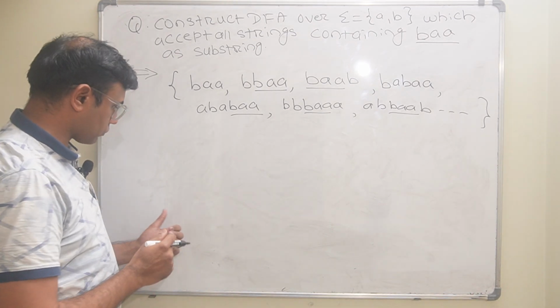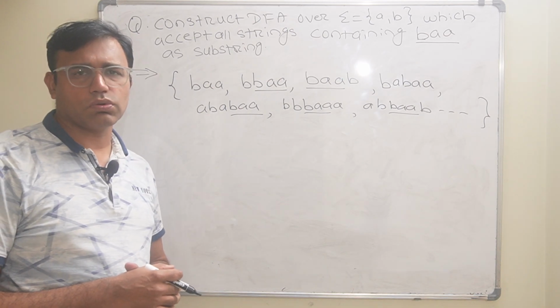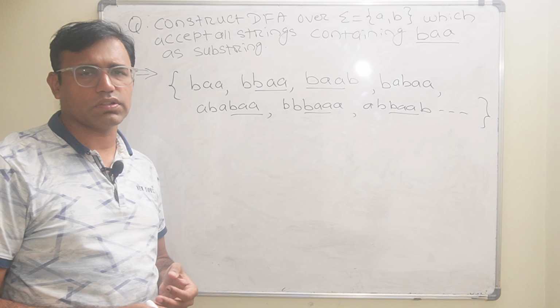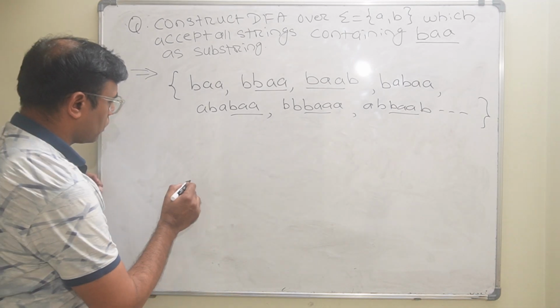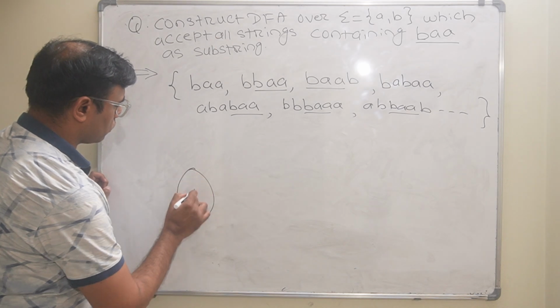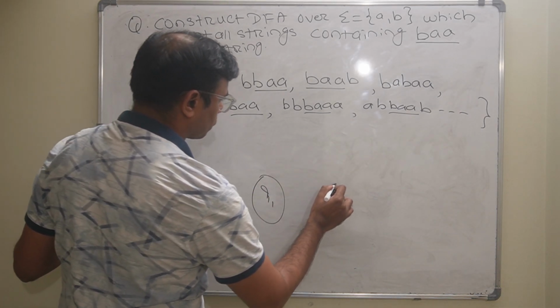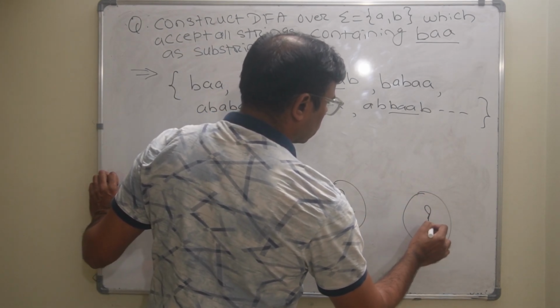Now what will be the total number of states? The total number of states will be the length of the substring plus 1. Here the length of the substring is 3, so the total number of states will be 4. So I will draw the 4 states, that is Q0, Q1, Q2 and then Q3.